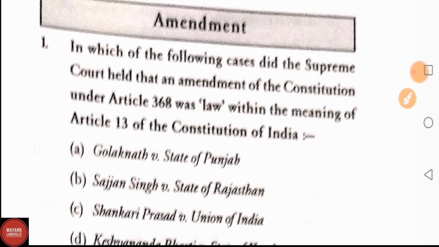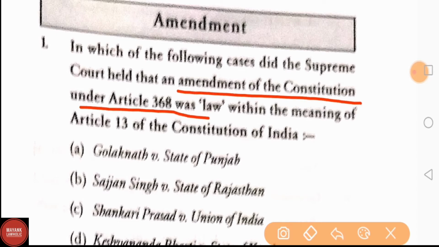Now we shall see the questions related to amendment, that is Article 368. In which of the following cases did the Supreme Court hold that an amendment of the Constitution under Article 368 was law within the meaning of Article 13 of the Constitution of India? It was held in the case of Golaknath vs. State of Punjab.